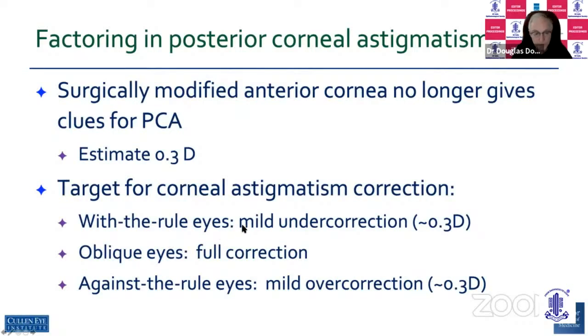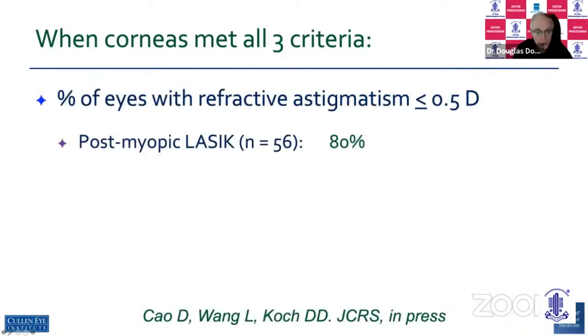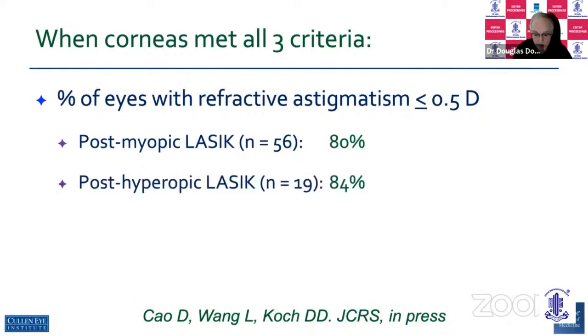Factoring all this in, we got in post-myopic LASIK eyes, 56 eyes, 80% within a half diopter, and post-hyperopic LASIK, 84% within a half diopter of refractive astigmatism. So that's actually been published now.